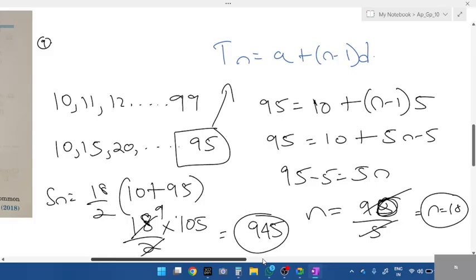Be quick, we'll solve another two questions. By Thursday, we have to complete this. So after this, the geometric progression and the equation of a straight line.